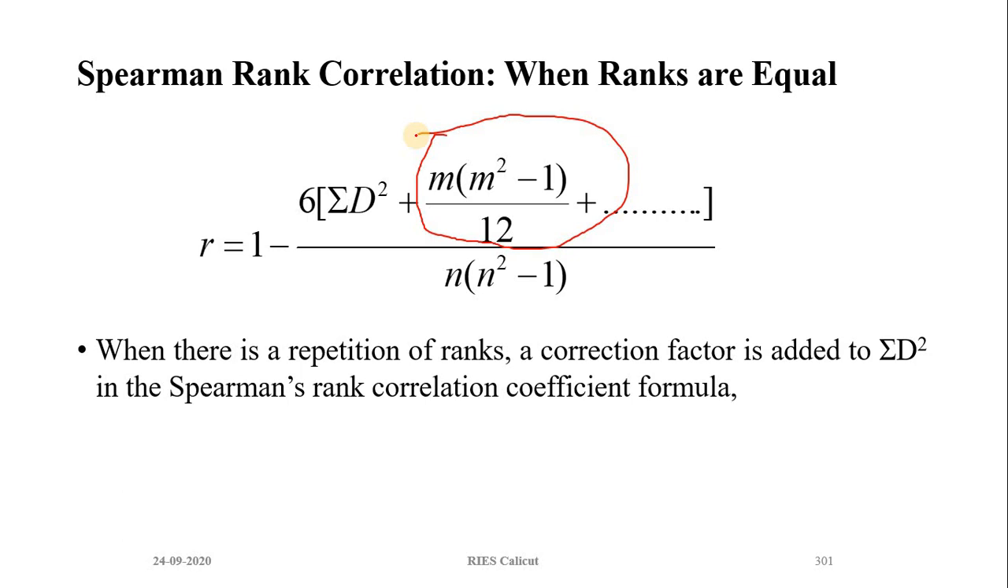Sometimes you may have data in which only one single value is repeating. In that case you will have only this one correction. If two or more values are repeating more than once, then you have to add such corrections for each. Then divided by n into n square minus 1. This m into m square minus 1 divided by 12 is known as the correction factor.